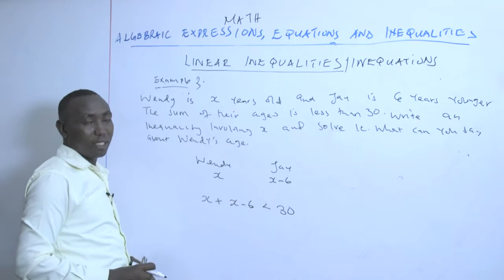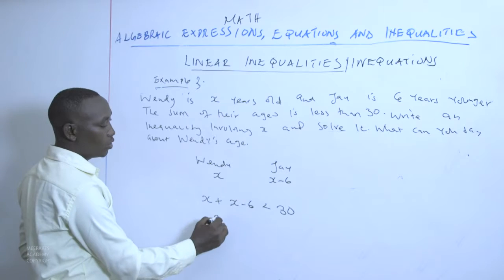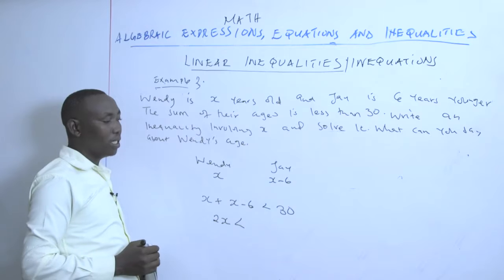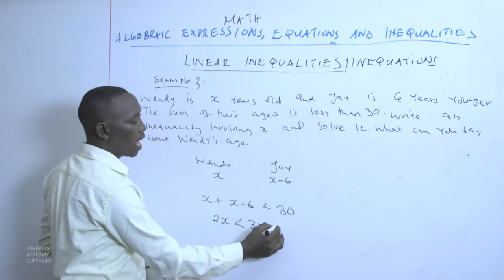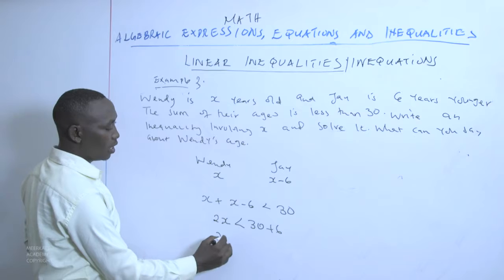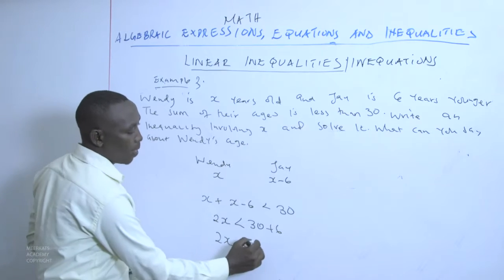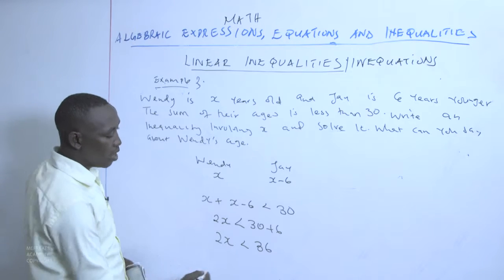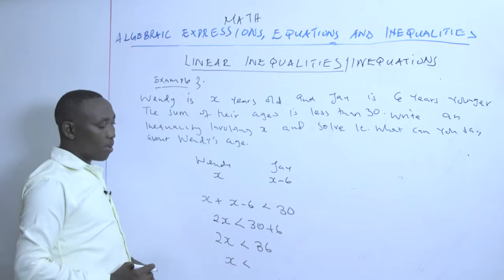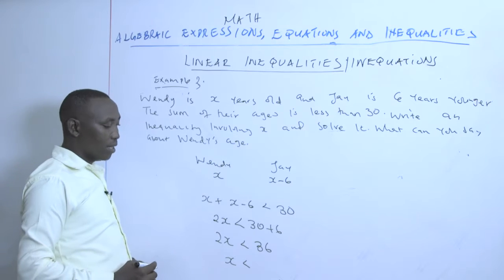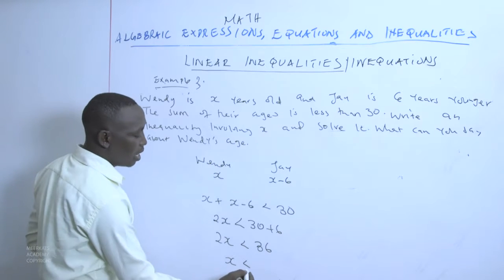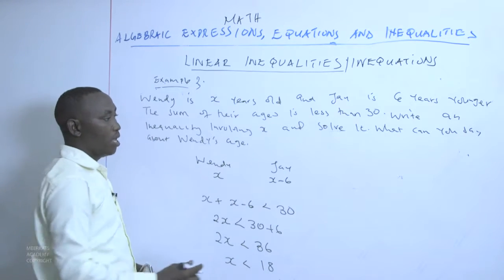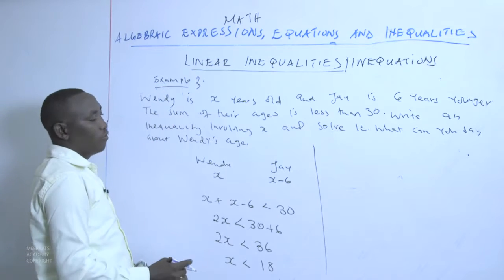When we combine these like terms, x plus x, we get 2x. Then we take this negative 6 to the other side of the inequality symbol. It will be 30 plus 6. So this will give us 2x is less than 36, because when you add 30 and 6, we get 36. When solving, you divide both sides by 2 to get the value of x. That means that x should be strictly less than 18.